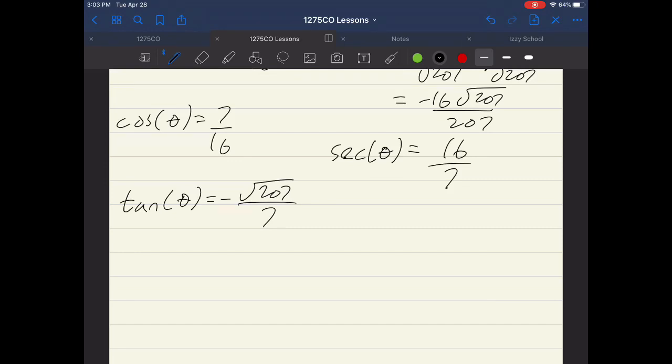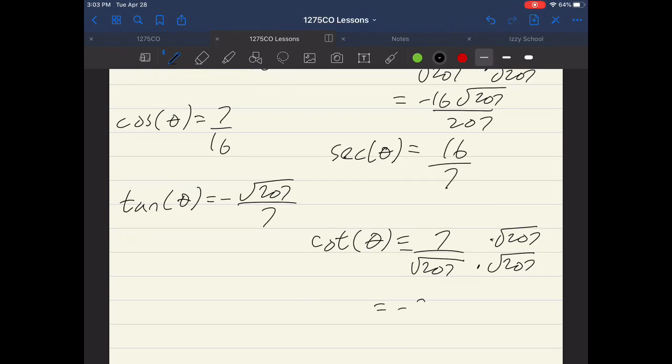Tangent of theta is going to have a counterpart called cotangent, and we can flip this value, the reciprocal, to get negative 7 over the square root of 207. Rationalizing this brings us to an answer of negative 7 radical 207 over 207.